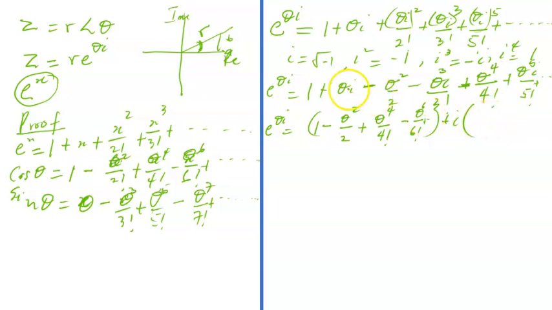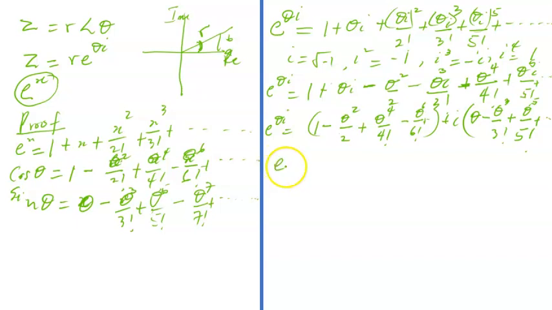Now plus i, we will now collect like terms for those with i. The first with i is θ, so I have θ in here, minus θ³ over 3 factorial, plus θ⁵ over 5 factorial. Then the series also continues.